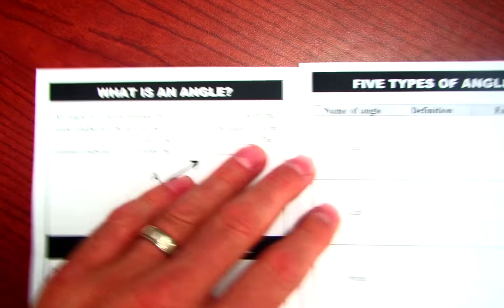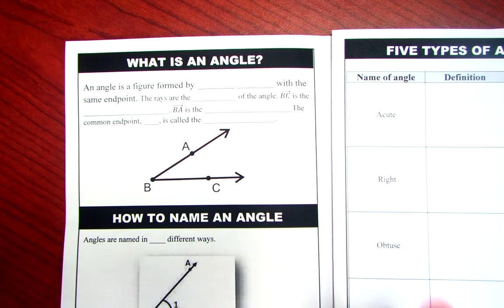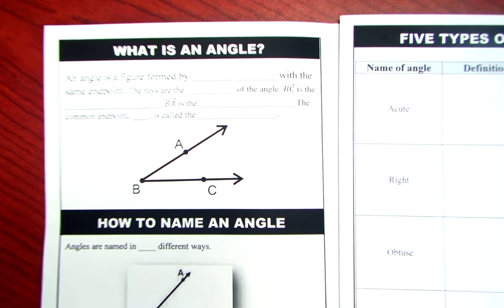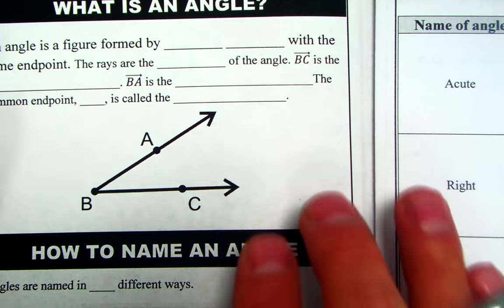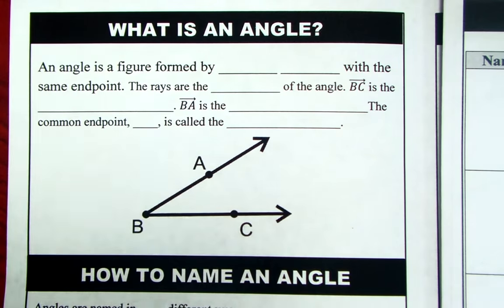All right, so we're just going to discuss all aspects of angles: what they are, how to measure them, how to draw them, and congruent angles, bisecting angles, so all those different features. So we'll just start off with what is an angle.